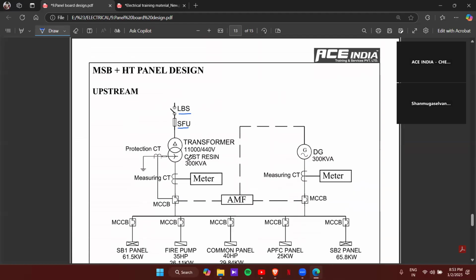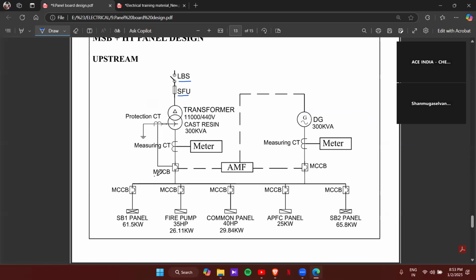Then the transformer rating will be depending upon the total connected load of the building. Okay, then the MCCB rating of the main incomer. Then the individual MCCB rating, which is going to each panel. Okay, so we have SB panel 1, 2, common panel. So we have a lot of panels here. So we have to find out these ratings individually and the main side.